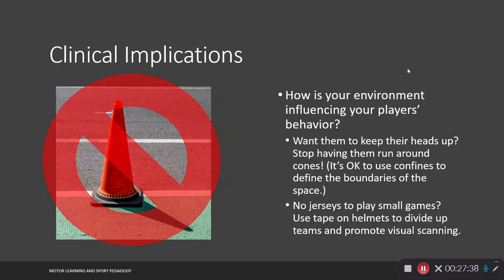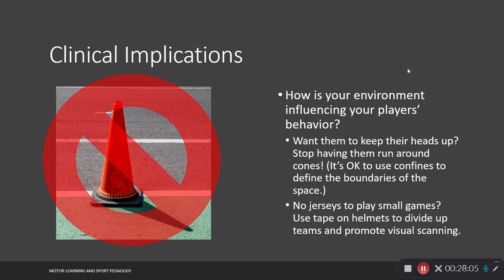Consider, how is your environment influencing your players' behavior? So a simple example of that is cones. You don't play hockey, basketball, soccer against cones, yet we spend a lot of time running around them. Well, as a hockey coach, if I want my players to keep their heads up, why would I have them skate around cones, which are going to encourage them to keep their head down? So that is a way in which the environmental constraint is actually producing a suboptimal movement pattern.